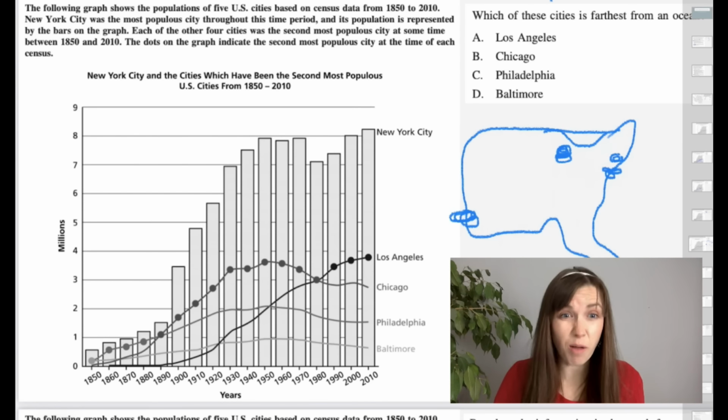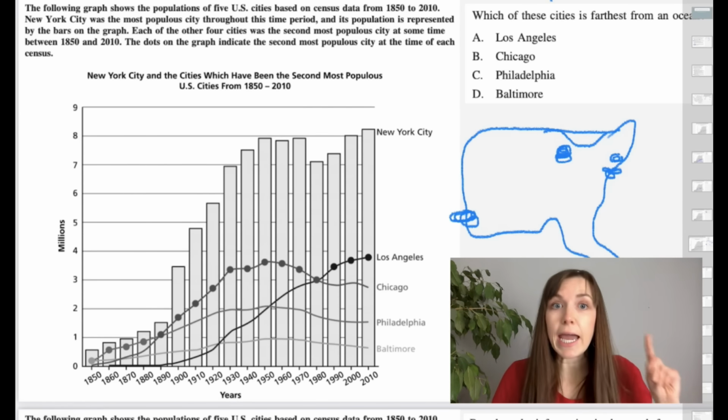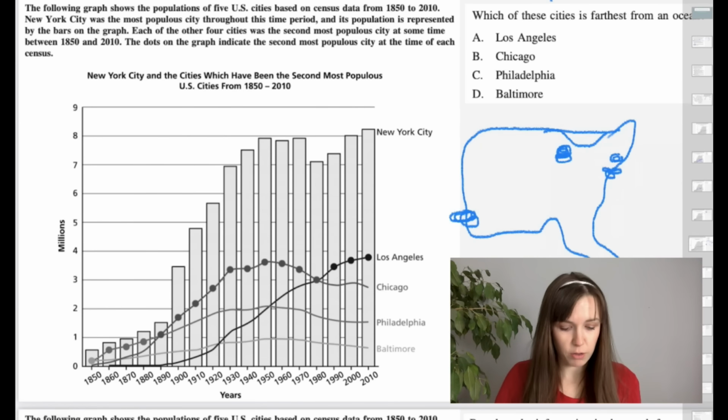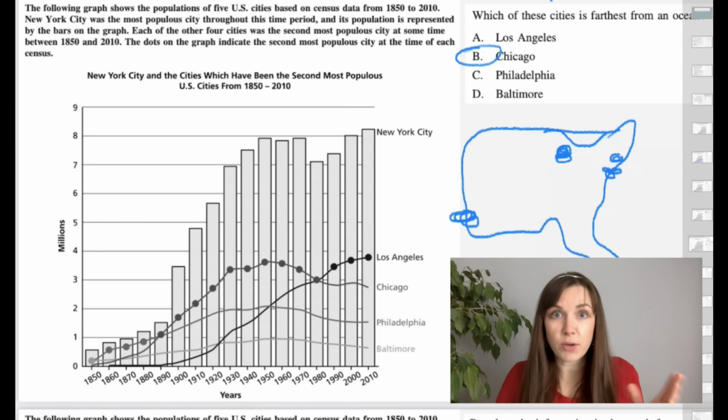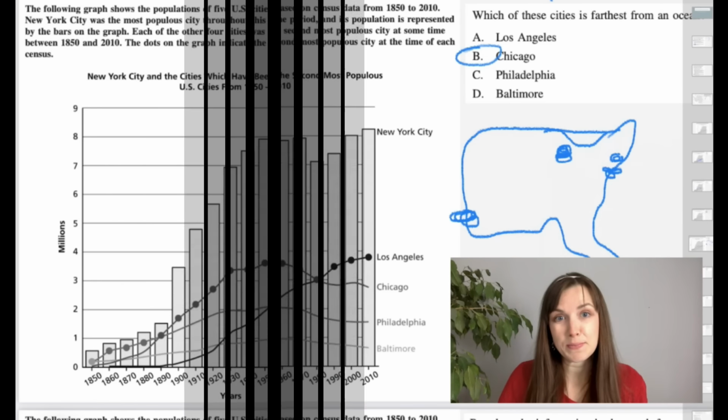Looks like they're all pretty darn close to an ocean, except for B, Chicago. Chicago is not near the ocean. So I recommend when you're taking the test, or before you take the test, that you have a general idea of where big cities in the United States are located.